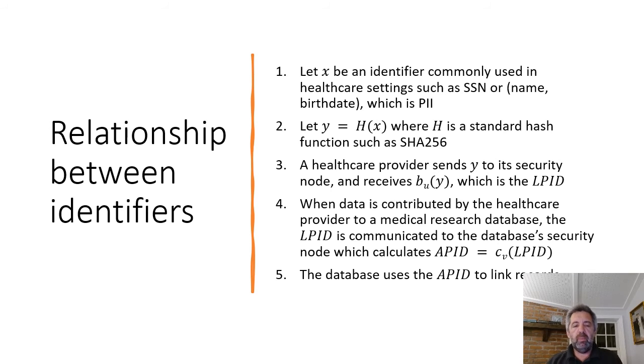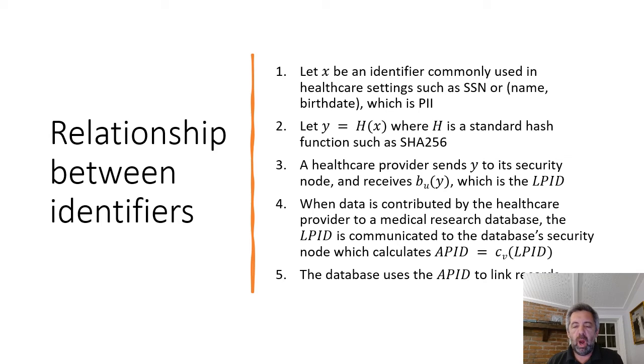So the relationship between the identifiers is defined by math. We start with X, which is some kind of commonly used identifier, such as a social security number or a name and birthday pair, which can be canonicalized to account for misspellings or alternate names. X is likely to be PII, so X cannot be released.